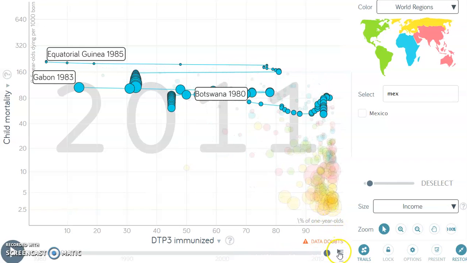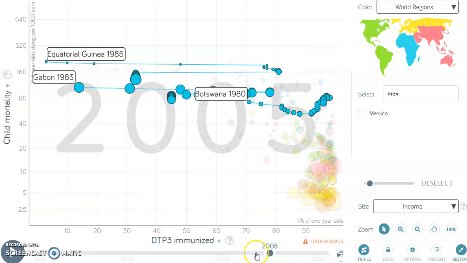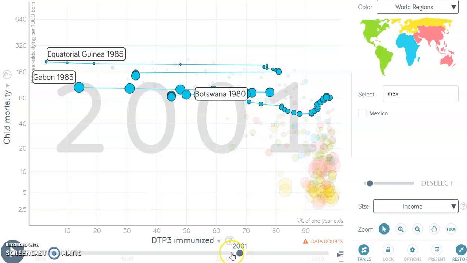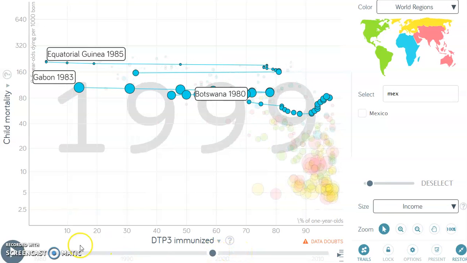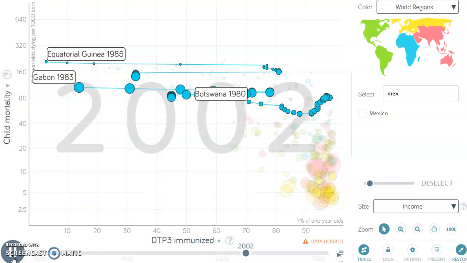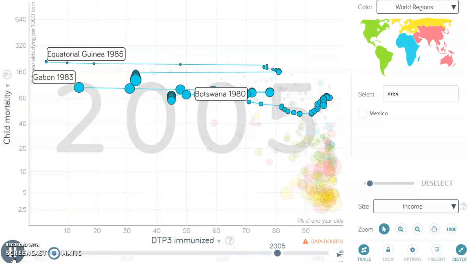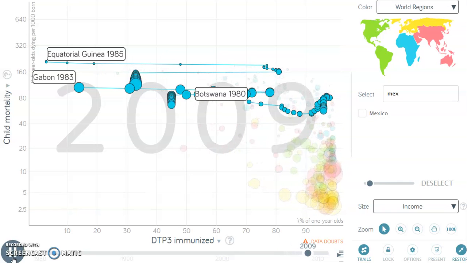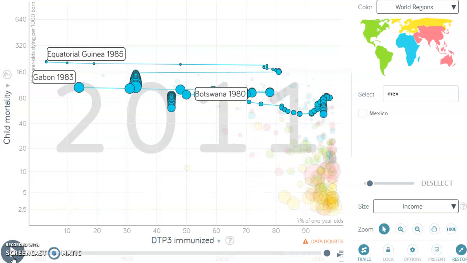I'm going to slow this down just a little bit, bring us back to the turn of the century. And they drop precipitously in the child mortality rate. Now this most likely is due to a greater access to HIV and antiviral medications.